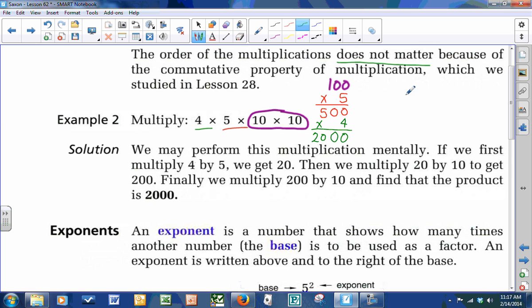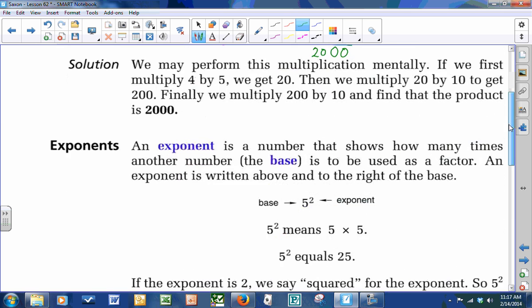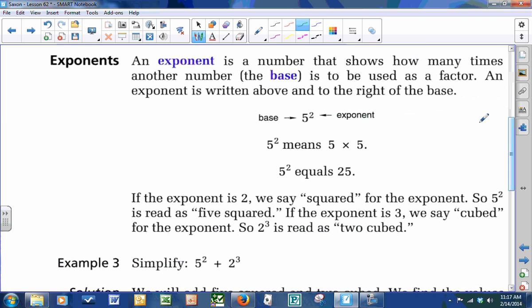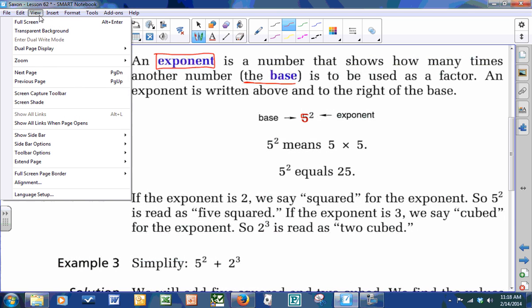Now moving on to the next learning target, exponents. Exponent is a new word in our classroom. Here it is, exponent. An exponent is a number that shows how many times another number is to be used as a factor. And that other number is called the base. So here they have a diagram with 5 written a little bit larger than a 2. In fact, you know what? Let's zoom in. View, zoom.